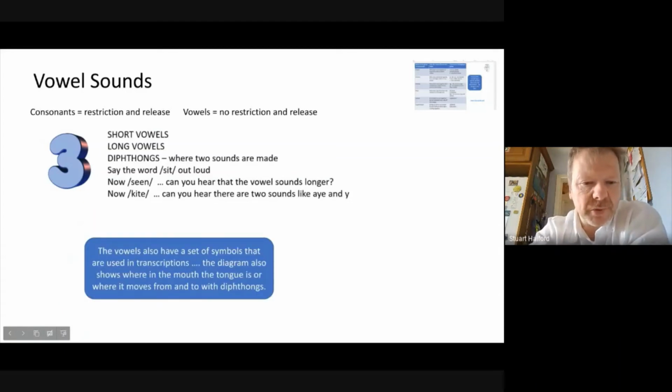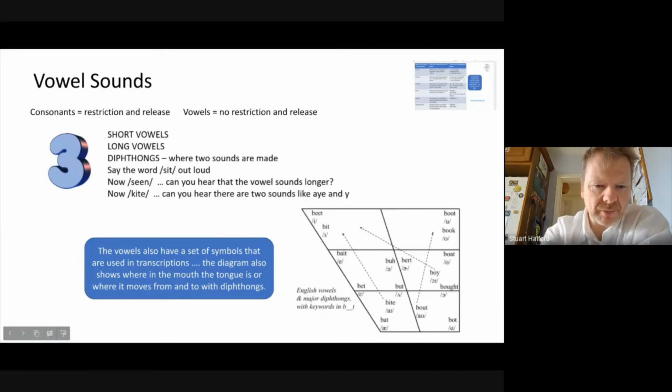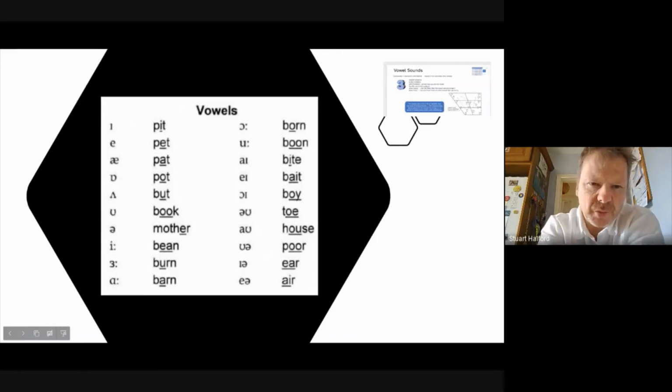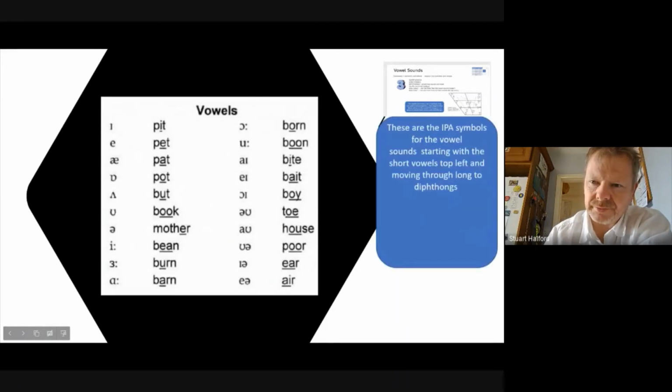So the vowels also have a set of symbols that are used when we're transcribing speech. And this diagram shows where in the mouth the tongue is sometimes, where it moves to, and the kind of pairings of the vowels, the short and long vowels, and where the diphthongs, which sounds they move between. This is quite complex, and don't worry about this. You have 2 years to get used to this. This is just a short introduction. So down this list then, we start off with the short vowels, and we start to move on to the longer ones, and then we move on to the diphthongs. So, as I say, you can see the IPA symbols next to the sounds.